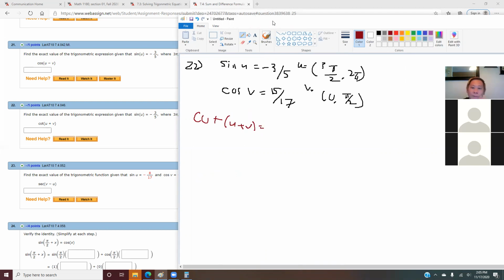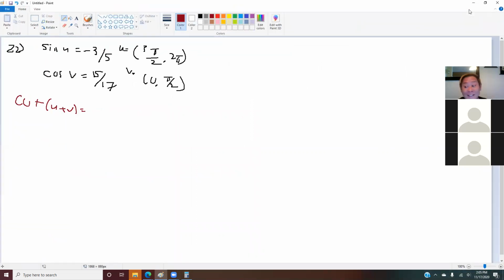Does anyone know how to do this? This is difficult. The first thing I want to point out is to figure out what quadrant u belongs to and what quadrant v belongs to. If I go from 0 to pi over 2, it means we know this is in quadrant 1. So the triangle for quadrant 1 looks something like this. This is v.